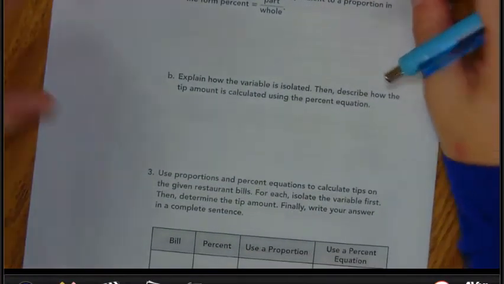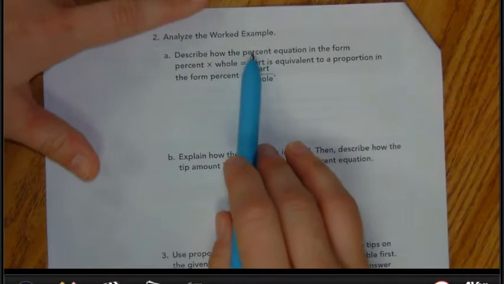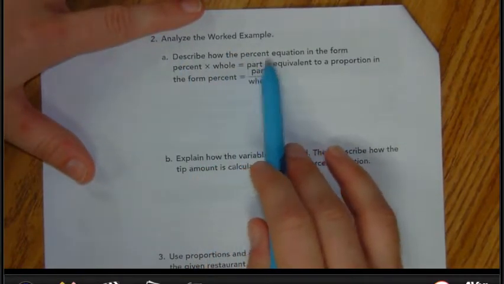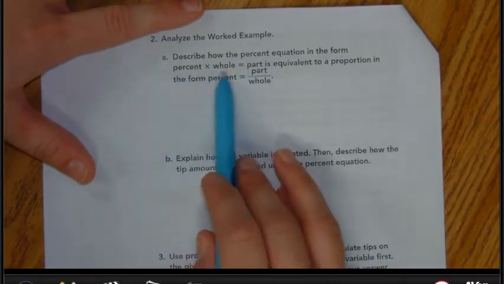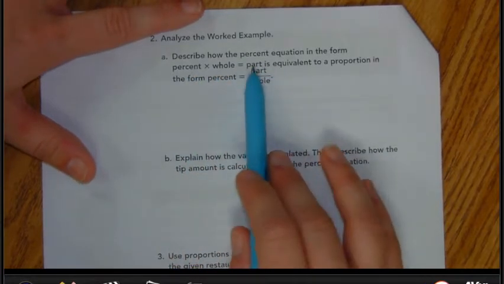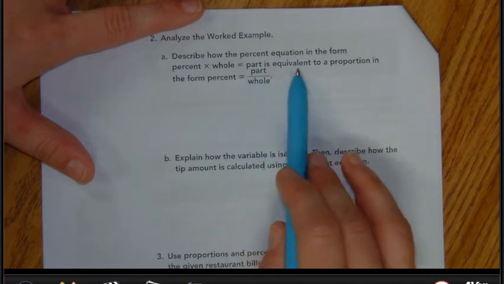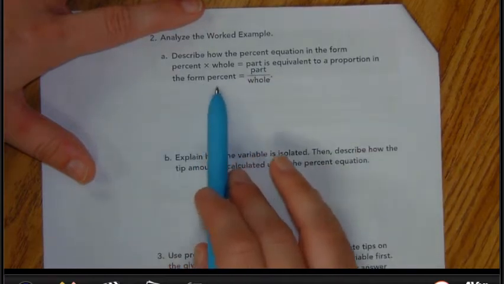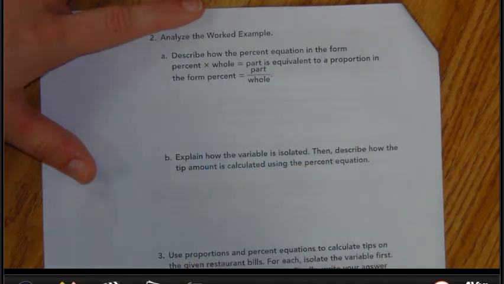Let's take a look here. Analyze the worked example. Describe how the percent equation in the form percent times whole equals part is equivalent to a proportion in the form percent equals part over whole.